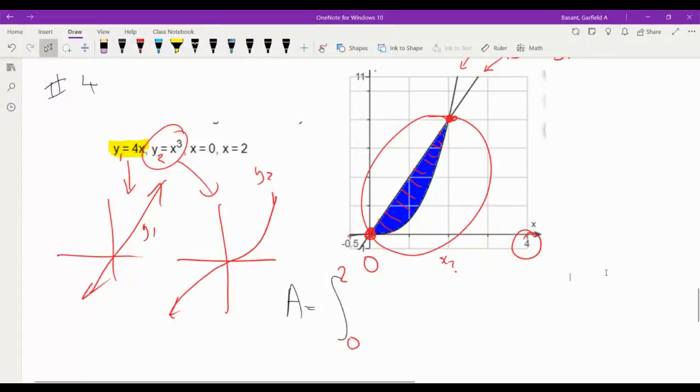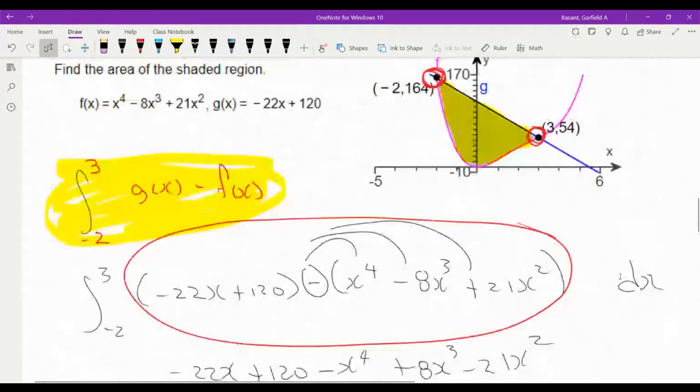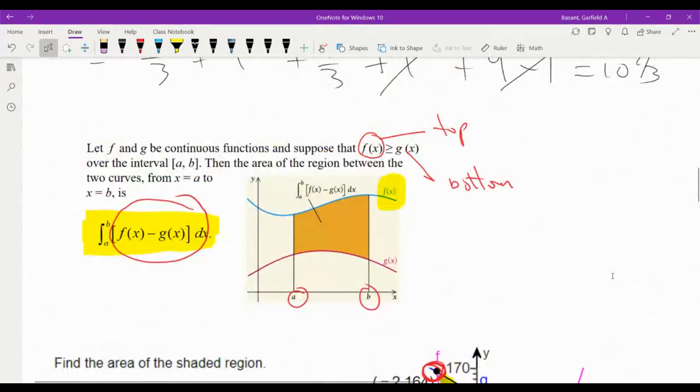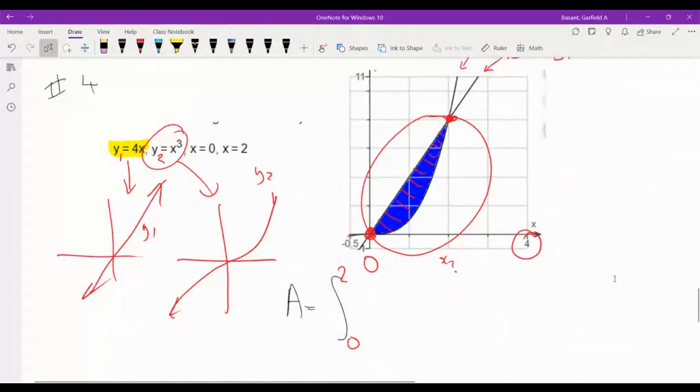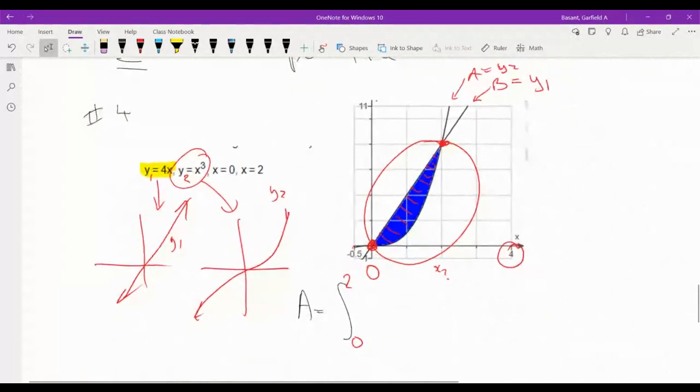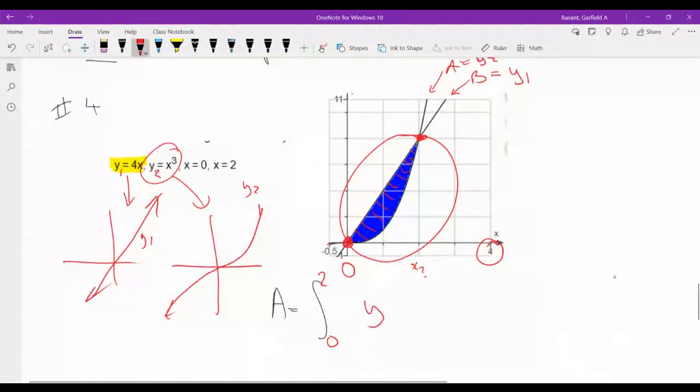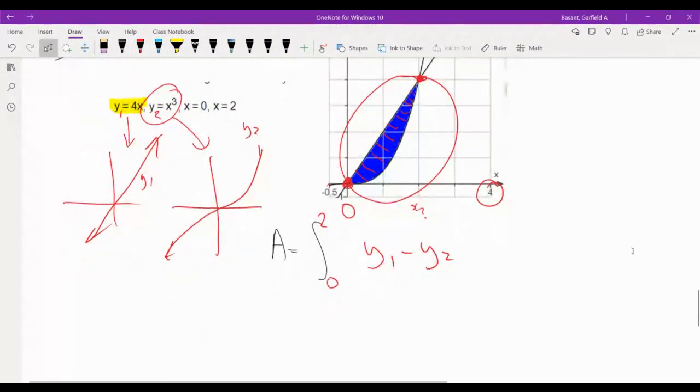All right, let's go back and finish setting up. Remember, our rule says we're going to take the top equation minus the bottom equation, right? So which one is the top one right now? Let's go back to what we said earlier. Which one is on top? Y1. So it becomes Y1 minus Y2. There you go. All we need to do is plug it in now. So it's not even really about F or G; they can call them anything they want. It's the top equation minus the bottom equation, right?